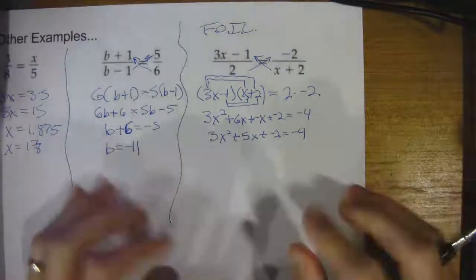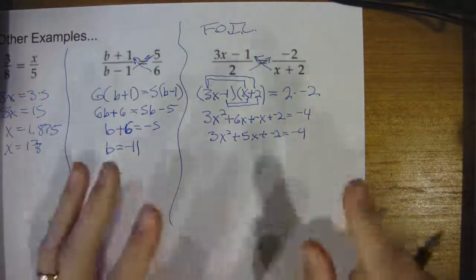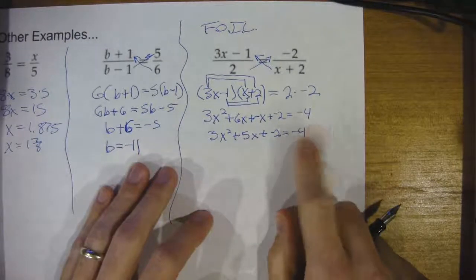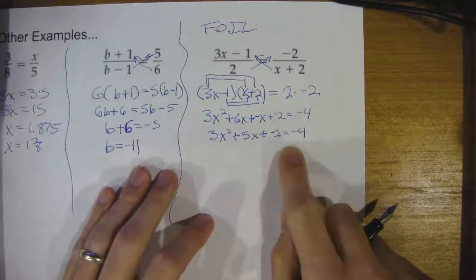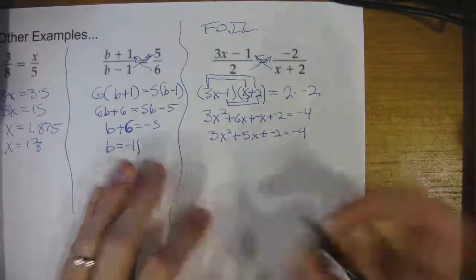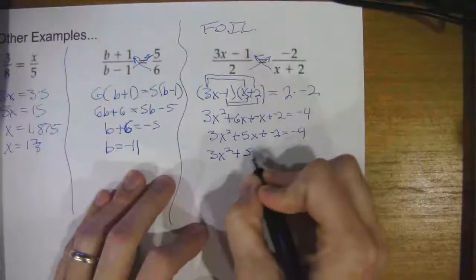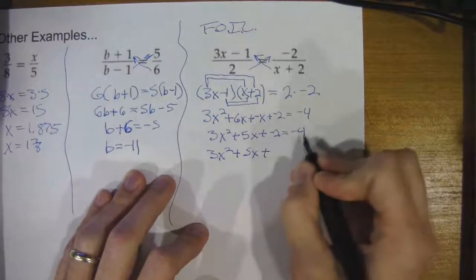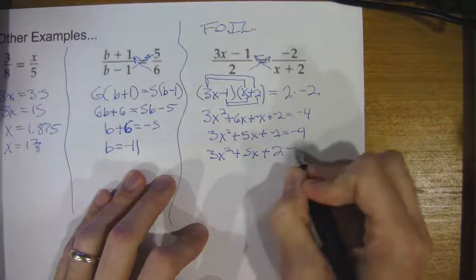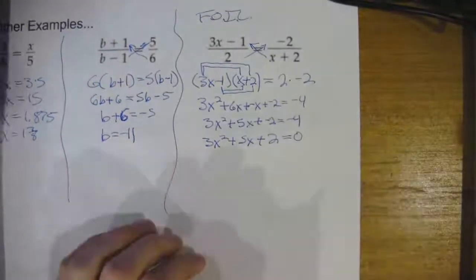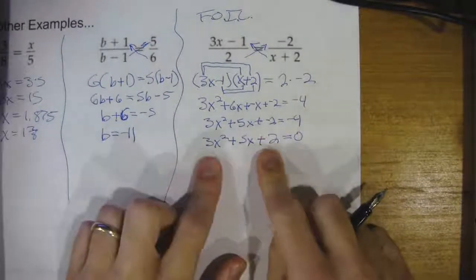So there are multiple ways to solve quadratic situations. First thing I'm going to do is make it so that this is equal to 0. So I'm going to go ahead and add the 4 over here. So let's rewrite it. So 3x squared added to 5x added to, if I add 4 to negative 2, that's a positive 2, and that equals 0. So now we need to solve this quadratic situation.